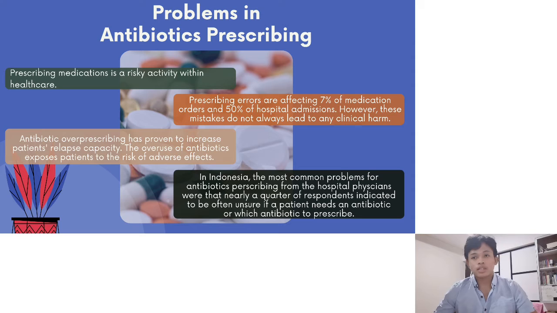About views and practice regarding antibiotic prescribing and stewardship among hospital physicians in Jakarta, Indonesia, suggests that nearly a quarter of respondents indicate to be often unsure if a patient needs an antibiotic or not, or which antibiotic to prescribe. A small but considerable fraction expressed lack of confidence in prescribing decisions, prescribed in patients with just a high fever, when they felt uncertain about the diagnosis of infection, prescribed more freely because of fear of clinical failure, and frequently prescribe antibiotics because patients or their relatives insist on it.